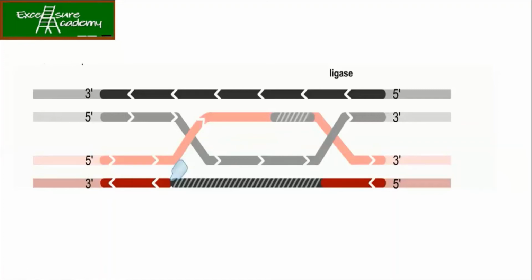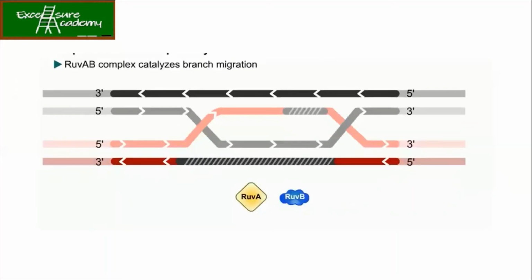We can't have it like this. So we need something which can separate. For that, we have the protein called resolvase. The name of the protein is resolvase, which is made up of these proteins: RuvA, B, and C, of which C's main work is to resolve.